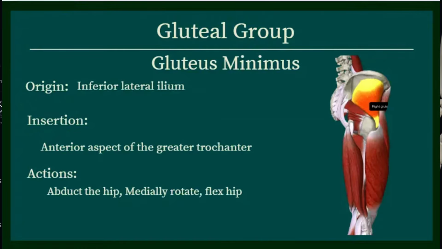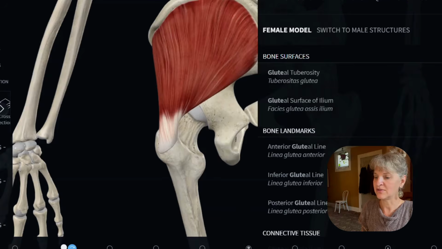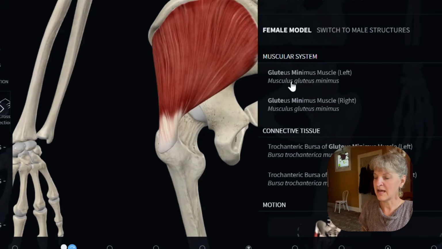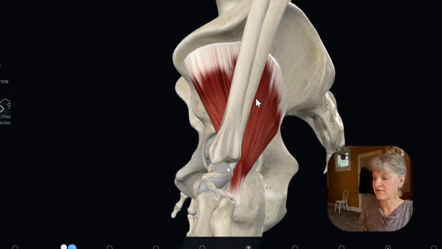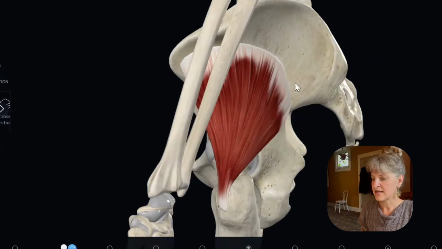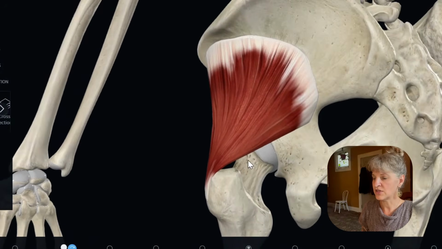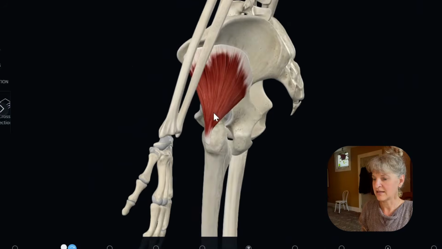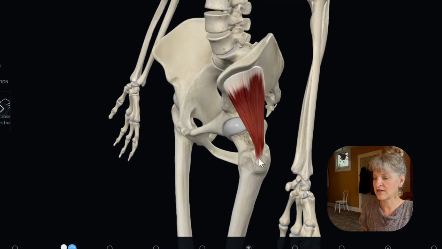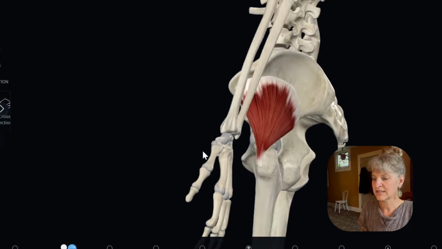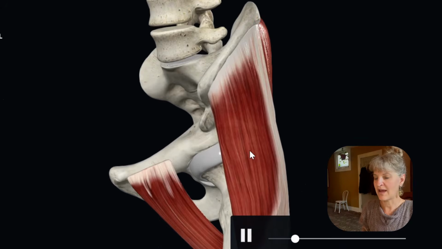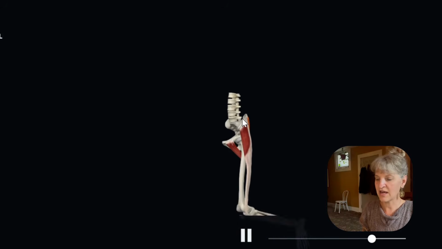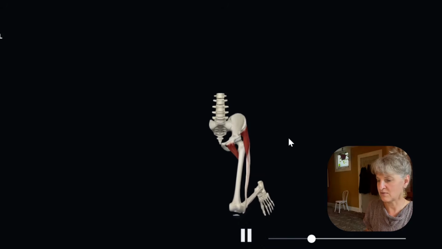Glute minimus, its origin would be the inferior lateral ilium. So it's got a line of attachment curving around the middle of that fossa in that area. Its insertion is at the anterior aspect of the greater trochanter, so kind of around the front of the greater trochanter. It helps with medial rotation, obviously. It helps with hip flexion, and it helps to abduct the hip. So when you're lying on your side and lifting your leg up, you're using a lot of glute minimus.